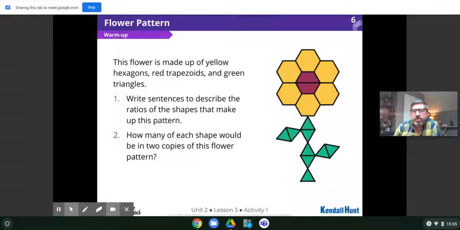So first, for our little warm-up activity, this is a flower. It's made up of yellow hexagons, red trapezoids, and green triangles. So hexagon is a shape with 6 sides. The trapezoid you can see there in the middle of the flower. It looks like a sunflower kind of, I think. Isn't that what sunflowers look like?